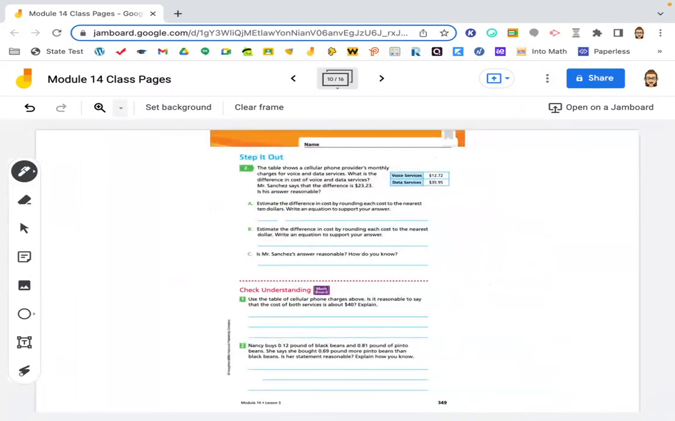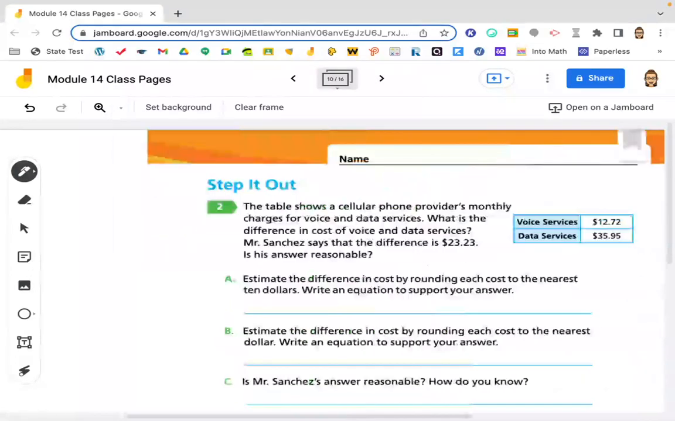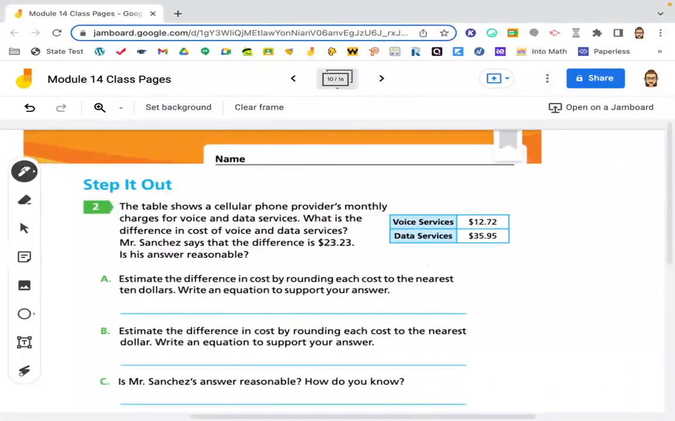So next we go to the step it out. It says the table shows a cellular phone provider's monthly charges for voice and data services. What is the difference in cost of voice and data services? Mr. Sanchez says the difference is 23 and 23 hundredths. Is his answer reasonable? So A says estimate the difference in cost by rounding each cost to the nearest $10. Write an equation to support your answer.